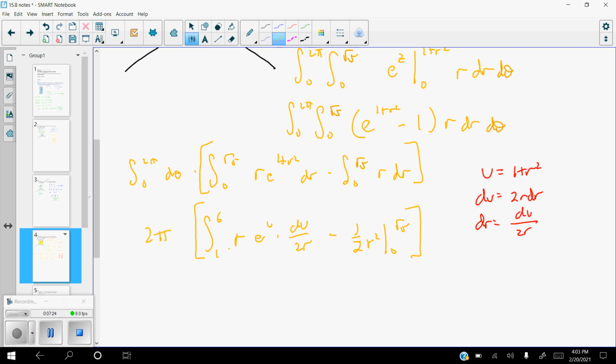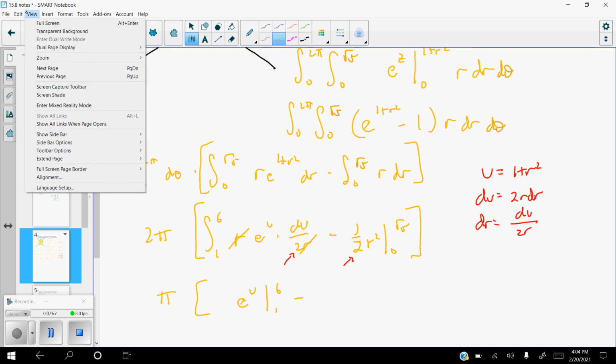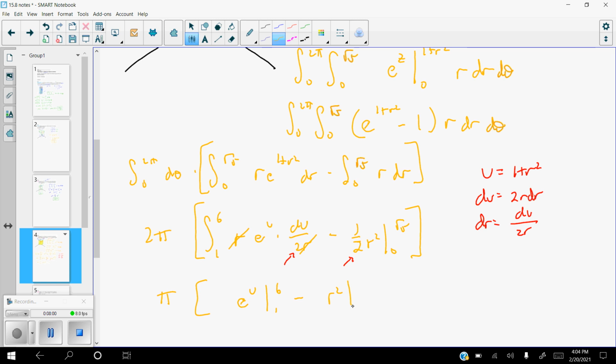All right, let's simplify. The r's are going to cancel out. Actually, I can pull a 1/2 out of the entire thing because I've got a 1/2 here and a 1/2 here. Let's pull the 1/2 out to the very front and multiply it by the 2 pi. So really that just leaves us with a pi on the outside. That's nice. And then I can take the antiderivative of e to the u, which itself is e to the u, evaluated from 1 to 6, minus r squared evaluated from 0 to square root of 5.